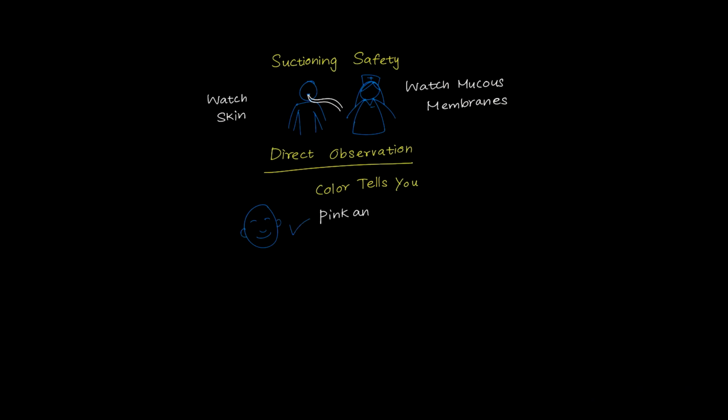Pale, gray, or dusky color signals hypoxia before any machine catches up. Pink and warm means the patient is tolerating the pass. Focusing only on the ventilator screen narrows attention to one data point and misses the whole picture. The machine lags behind the patient.